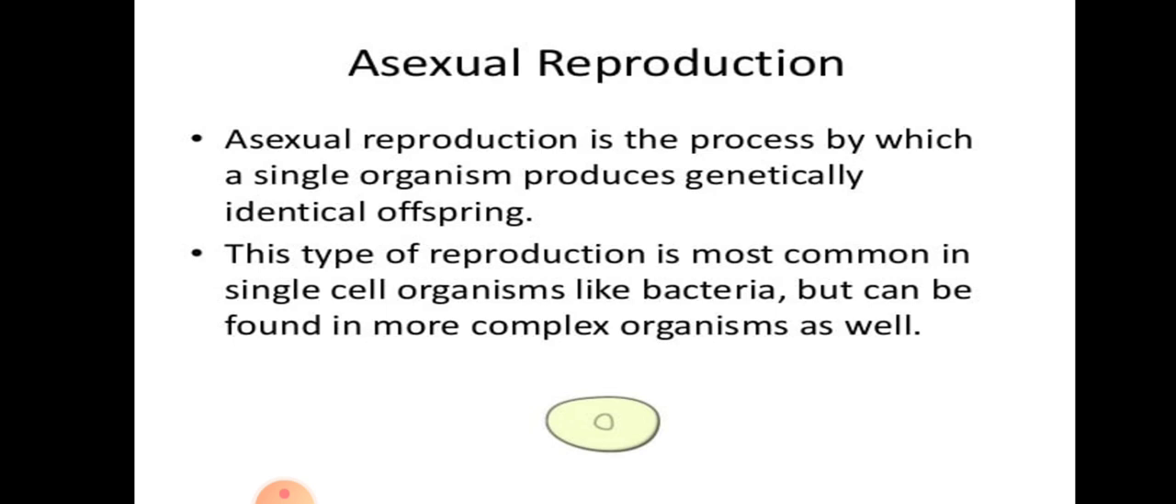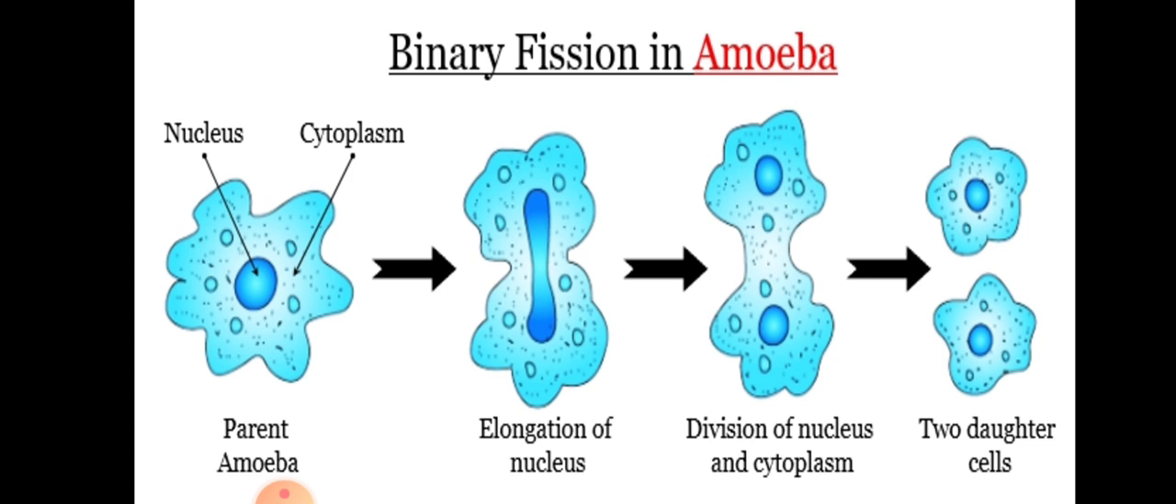Let us study asexual reproduction in animals. Some organisms like amoeba and hydra reproduce asexually by binary fission and budding respectively. First, we'll see binary fission in amoeba. In the picture you can see the amoeba, a unicellular organism. Paramecia and bacteria also reproduce by binary fission. But let us see how it takes place in amoeba.